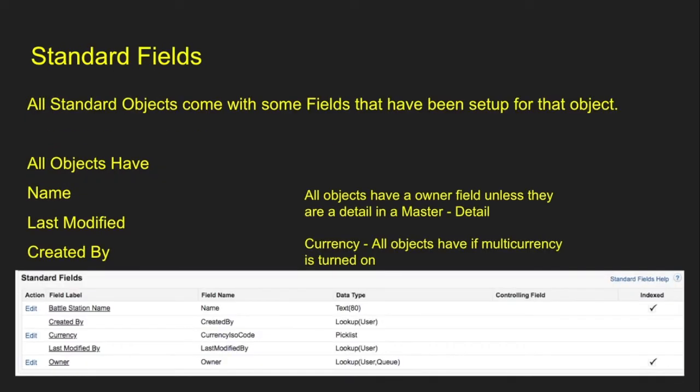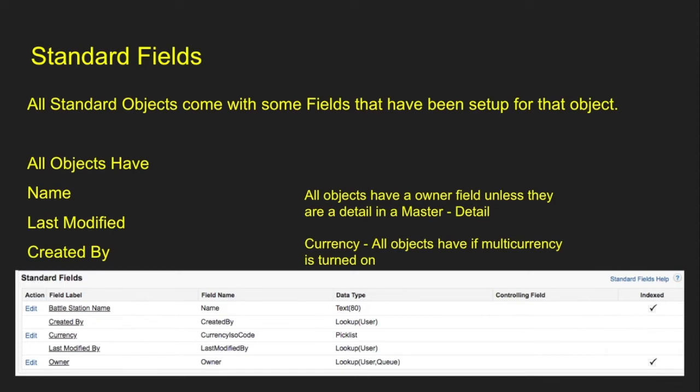Every object has standard fields. All those standard objects come with a lot of pre-built standard fields, but by default, all objects will always have these fields. They'll always have a name, a last modified date, and a created by, at the very least. If you have multi-currency turned on, you'll have a currency field there as well.